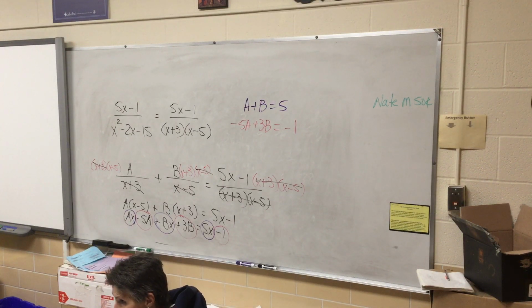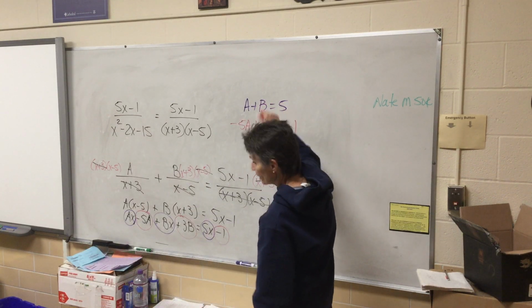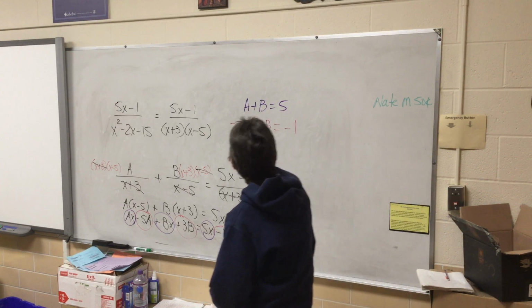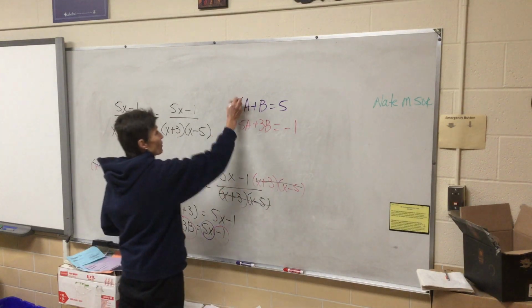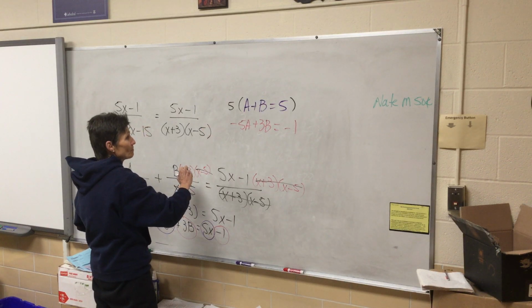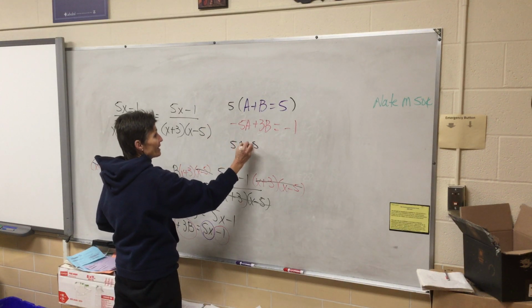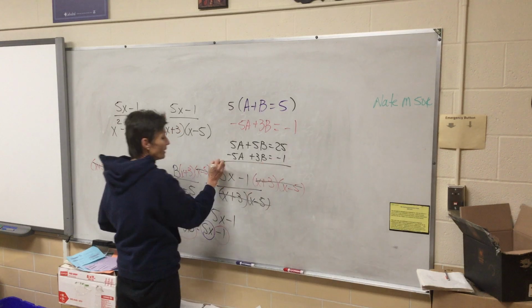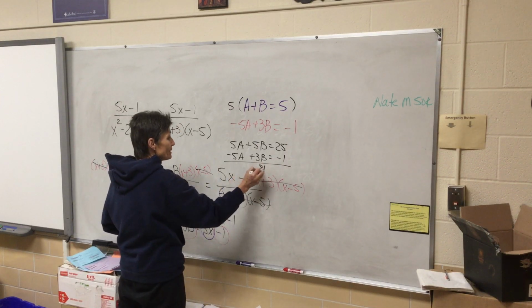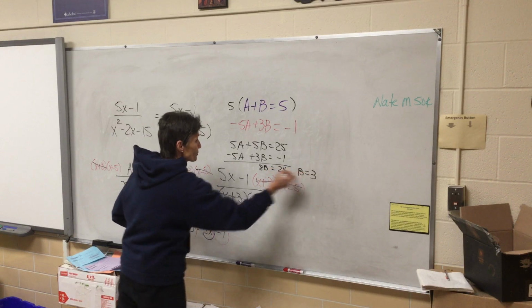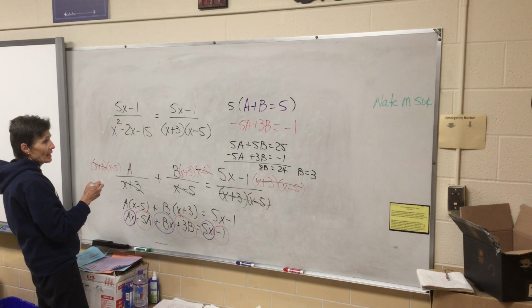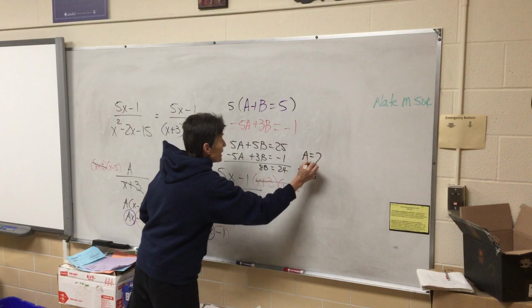Now sometimes that's the step that's tricky. Did you all understand what I just did? All right, what's going on here? What am I going to do with that? Substitute or eliminate? Exactly. And you know me, I'm going to eliminate, so I'm going to multiply the top one by 5. So I have 5A plus 5B equals 25, and negative 5A plus 3B equals negative 1. So 8B equals 24, and B equals 3. And if B equals 3, then A must equal 2.